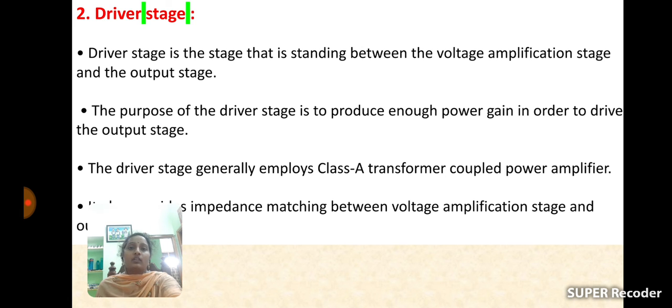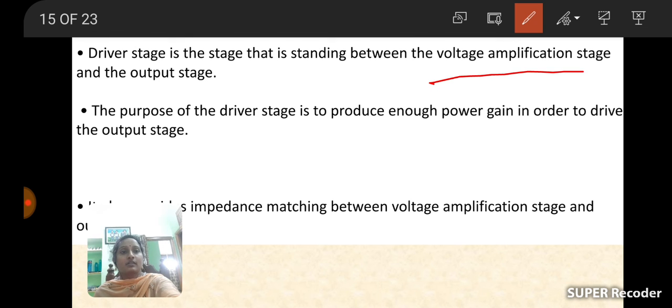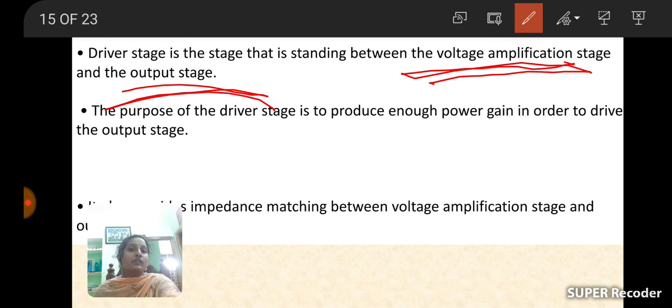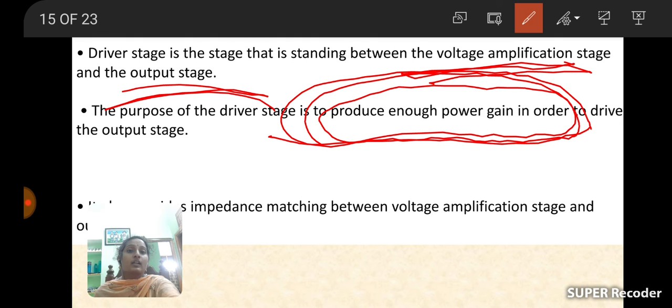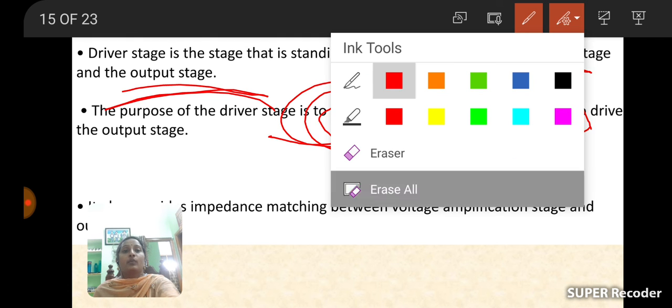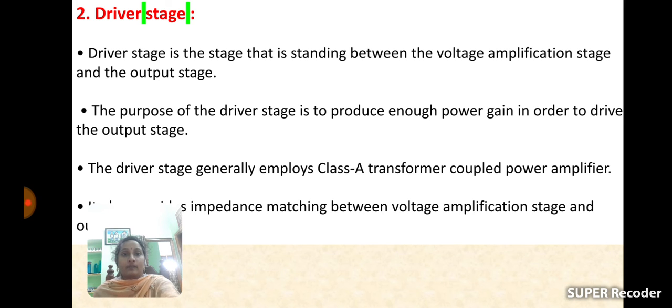And the next one is what? Driver stage. We already saw it in the block diagram. It is placed between the input and output stage. What is the purpose of this driver? The purpose of the driver is to provide power gain. It acts like a power amplifier. This is a very, very important stage. It is placed between input and output.